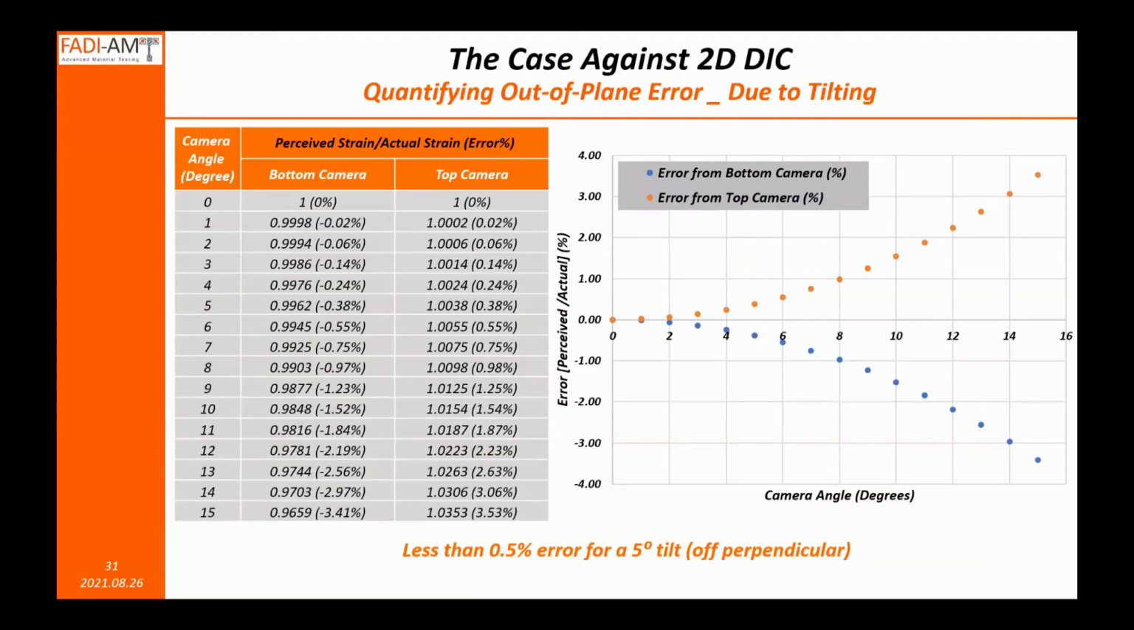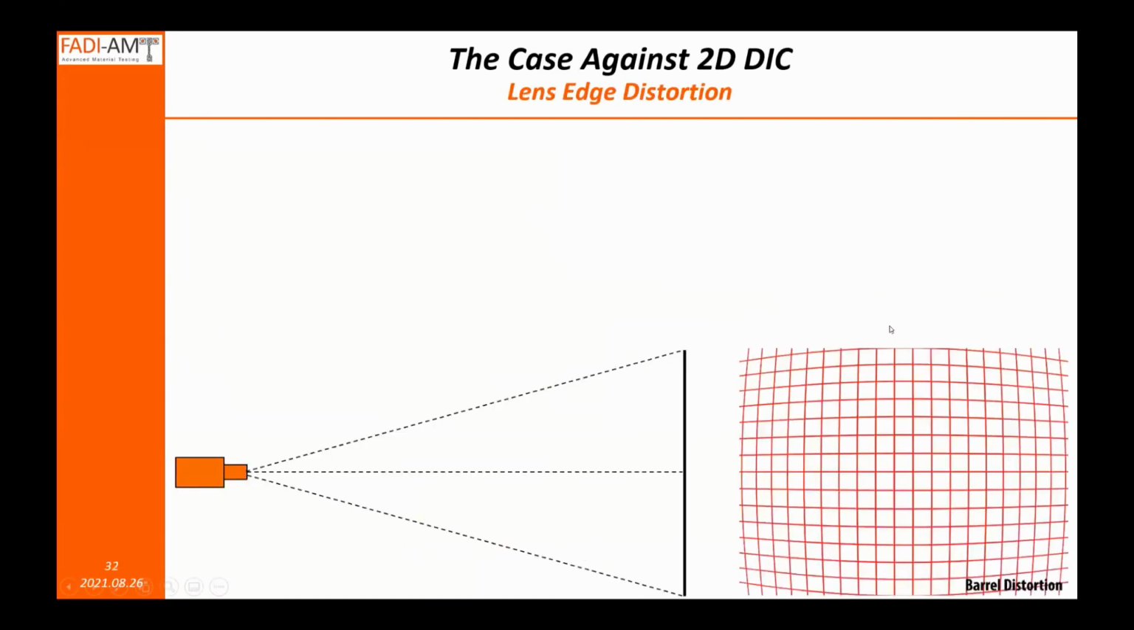Again, we're not encouraging people to set up the DIC without paying attention to this. What we're saying is you don't really have to make it 100% perfect, and a couple of degrees off perpendicularity might not be that bad. But again, we will try to show evidence from experimental data.